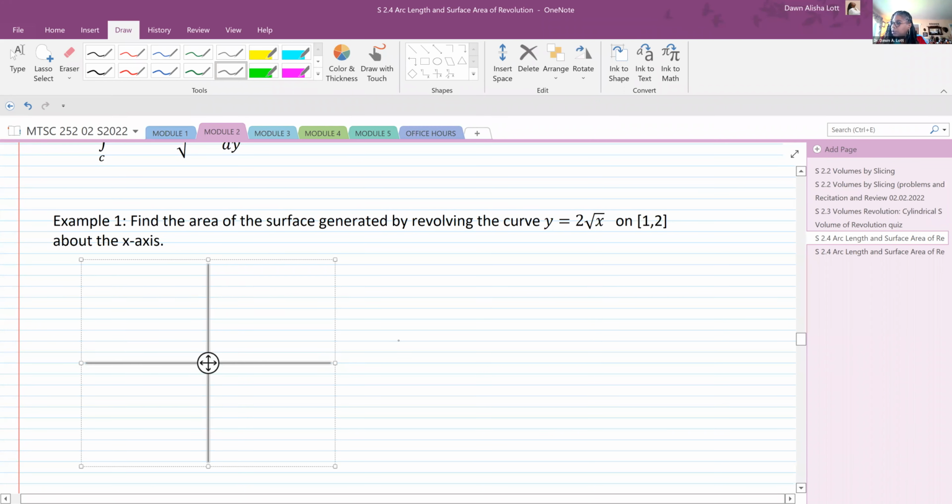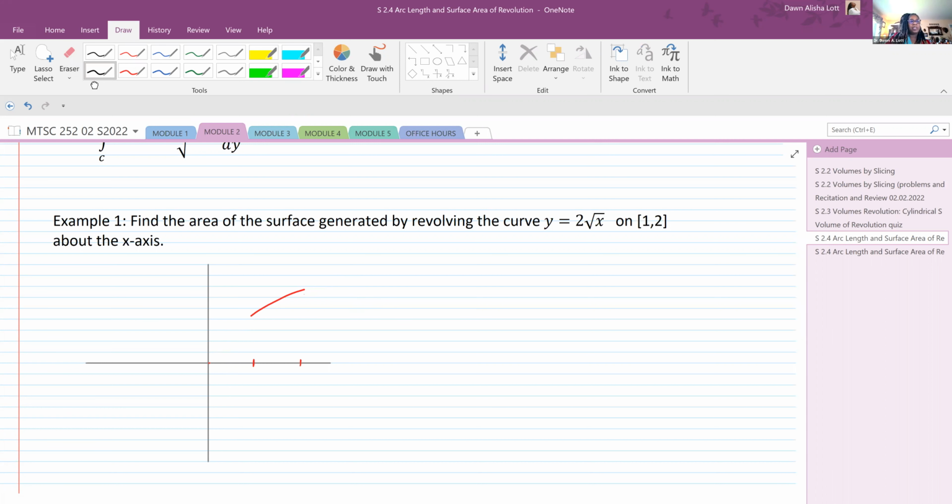Okay, so y equal to the square root of x looks like this. They said between 1 and 2. So here's 1, here's 2. So I only want this portion of the curve. So we're going to get rid of this piece because I don't need it, and I'm going to get rid of this piece because I don't need it. So that's the only portion of the curve that gets rotated.